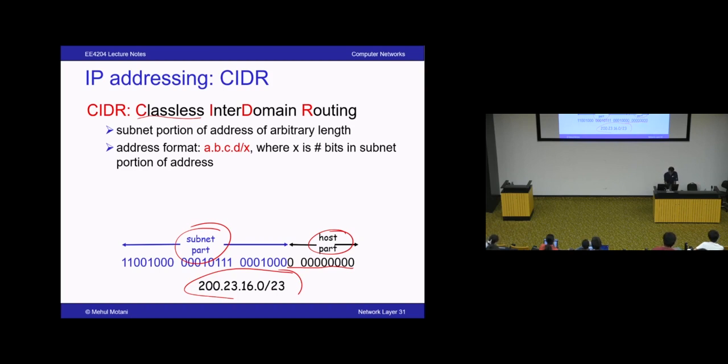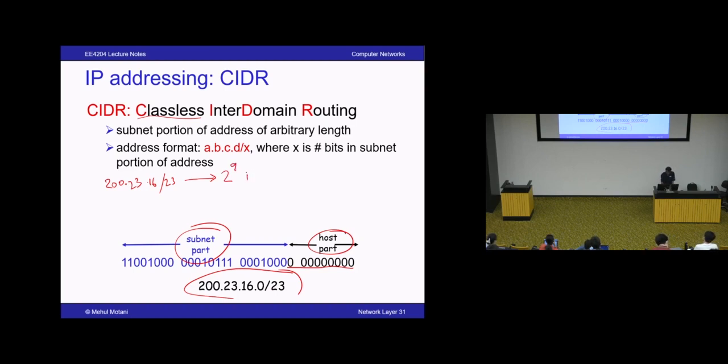Okay, let's ask a couple of questions. In the 200.23.16.0/23 subnet, how many hosts are there? Well, there are 9 bits in the host part. So how many hosts can this network support, this subnet? Yeah, correct. There's 2 to the 9, because there are 9 bits in the host part.